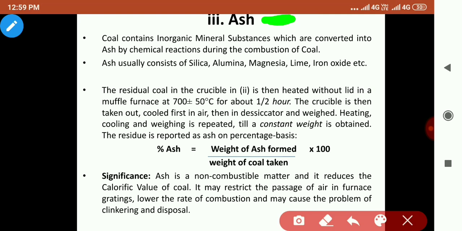So कोल में बहुत सारे inorganic mineral substances होते हैं जो कन्वर्ट हो जाते हैं ऐश में बाय द केमिकल रिएक्शंस ड्यूरिंग द कंबशन ऑफ कोल। जैसे ही कोल का कंबशन होता है उसमें बहुत सारी केमिकल रिएक्शंस होती हैं, तो जितने भी इनऑर्गेनिक सब्सटेंसेज हैं वो ऐश में कन्वर्ट हो जाते हैं। ऐश यूजुअली कंसिस्ट ऑफ सिलिका, एल्यूमिना, मैग्नीशिया, लाइम, आयरन ऑक्साइड्स एक्सेट्रा। यानी कि जितने भी एलिमेंट्स हैं वो इनऑर्गेनिक ऑक्साइड्स में कन्वर्ट हो जाते हैं, एंड दीज फॉर्म दी ऐश। सो ऐश जो है वो रेसिड्यू के फॉर्म में रह जाता है.